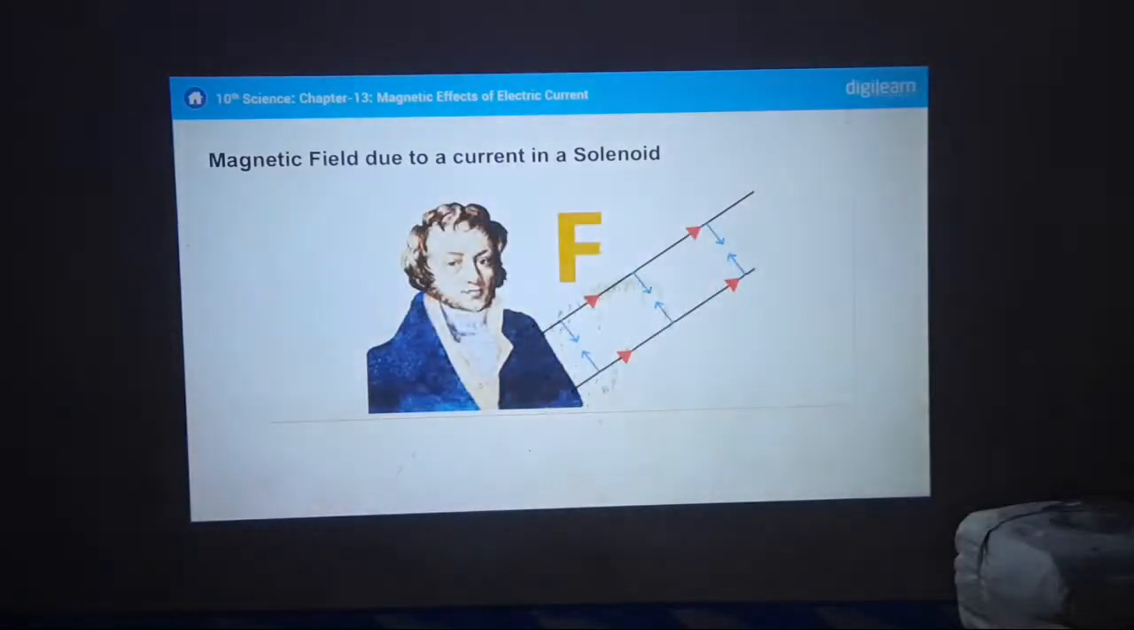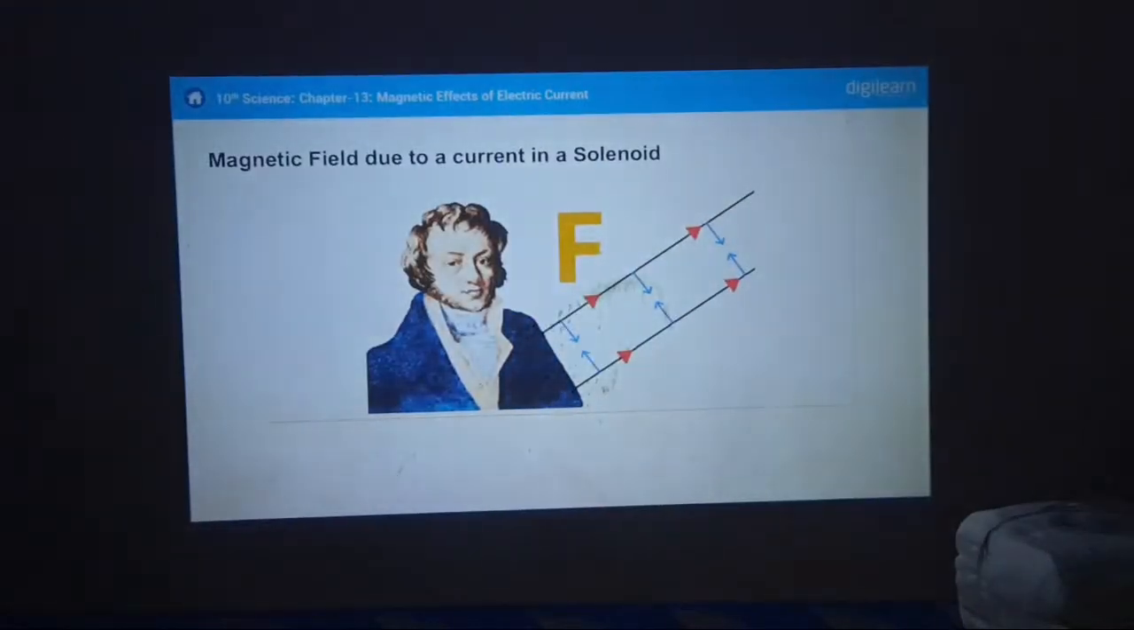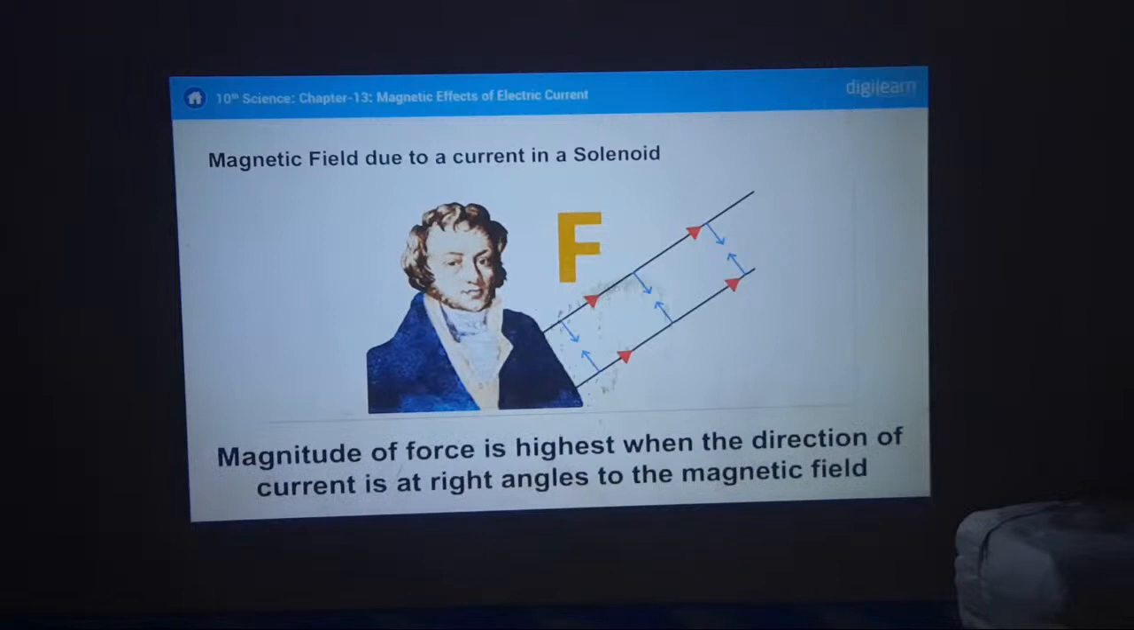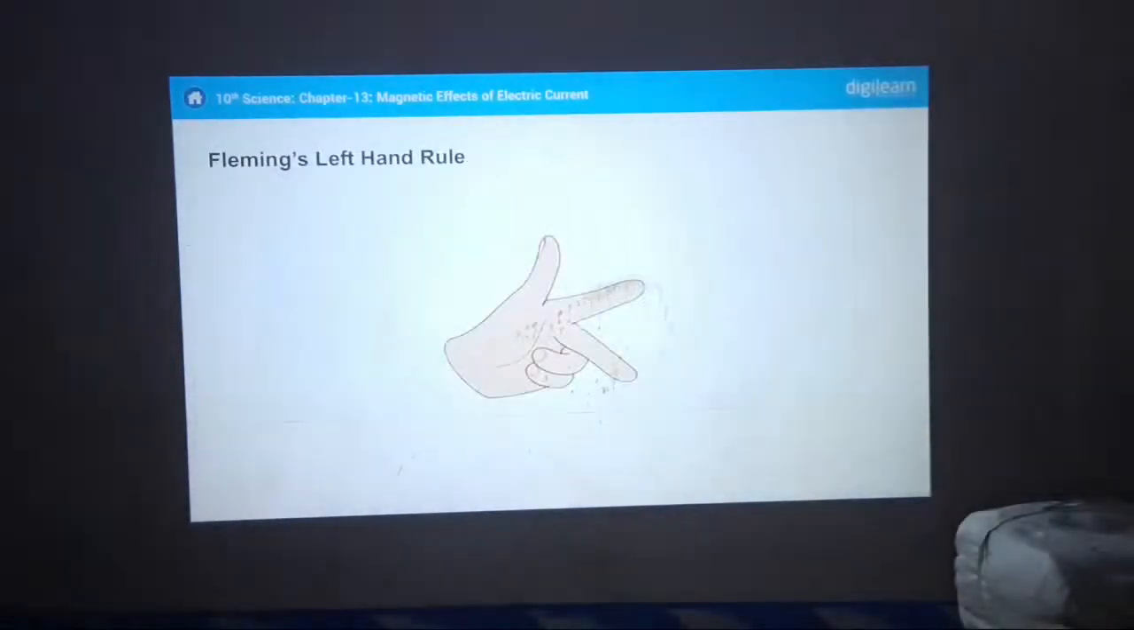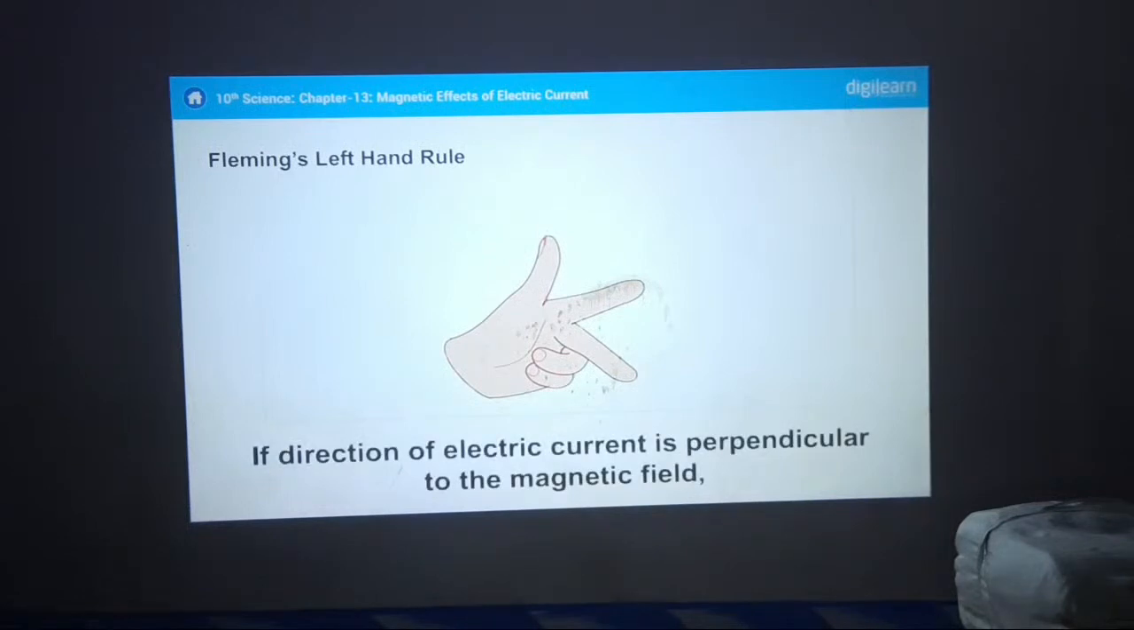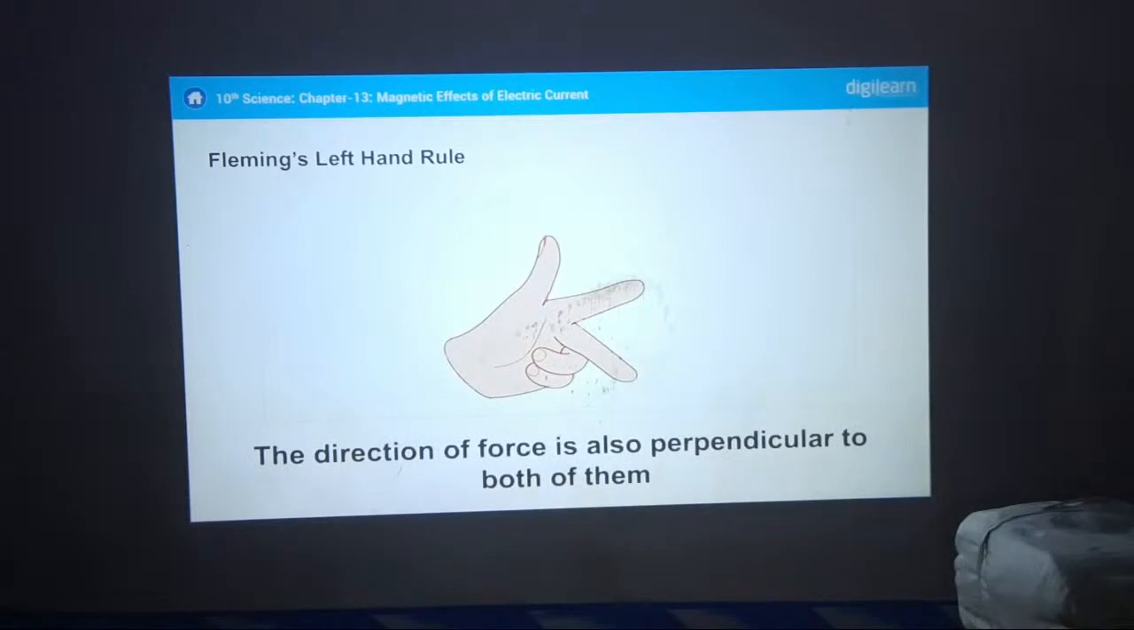The direction of force on the conductor gets reversed with a change in the direction of flow of electric current. It is observed that the magnitude of force is highest when the direction of current is at right angles to the magnetic field. Fleming's left-hand rule: if the direction of electric current is perpendicular to the magnetic field, the direction of force is also perpendicular to both of them.